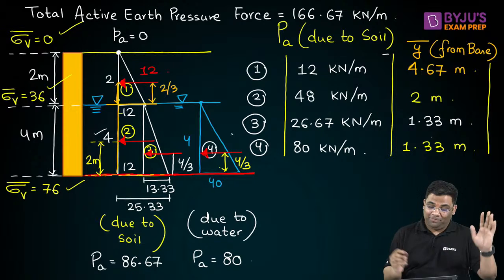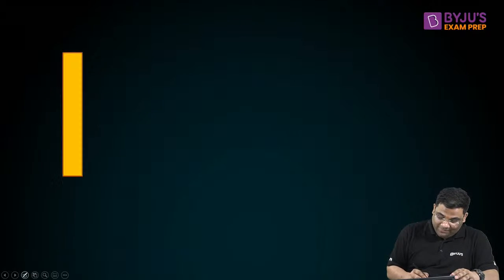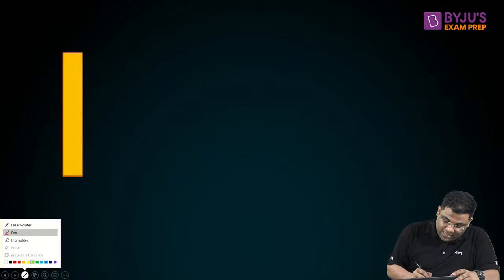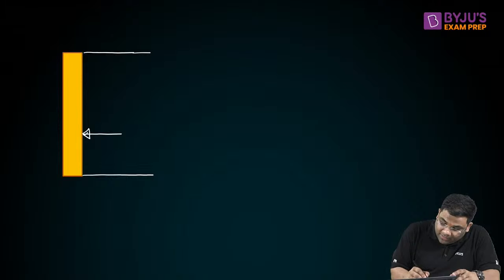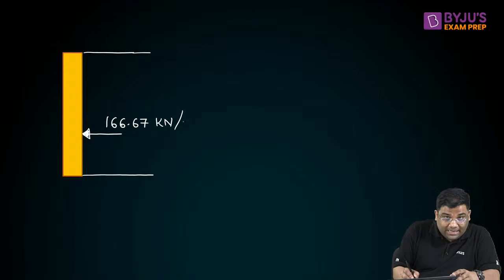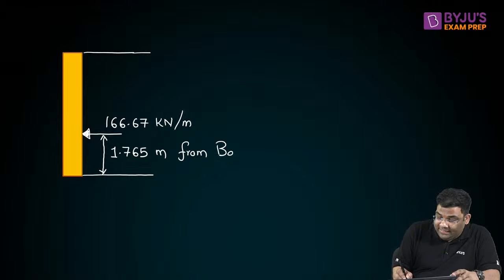So I can say that if this was the wall, right? This was the wall. The total force is how much? It is 166.67 kilonewton per meter, and it acts at a height of how much? 1.765 meter from base. You see, it is very easy.